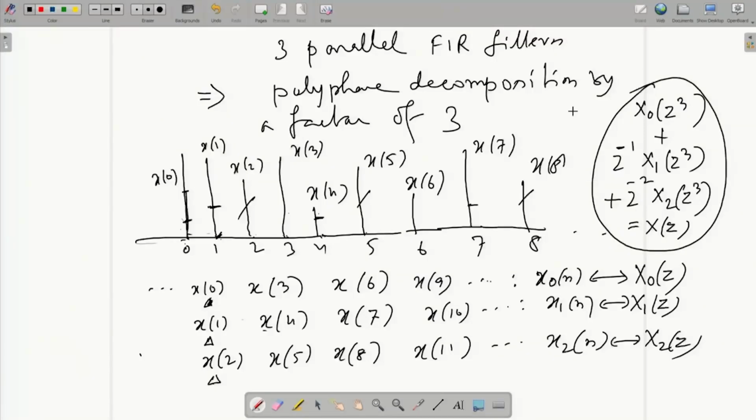We will use it for 3 parallel FIR filters. That is, when you are unfolding a FIR filter by a factor of 3, we will make clever use of a polyphase decomposition by a factor of 3. So, that hardware does not go up by 3, but by a factor less than 3, quite less than 3. Okay, this is what we are going to do.